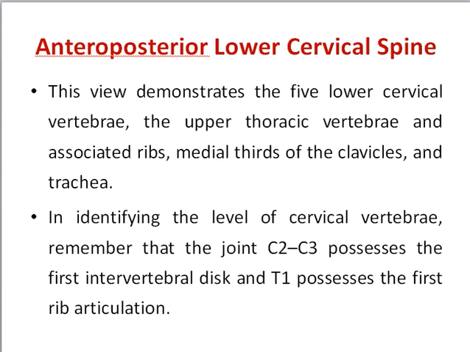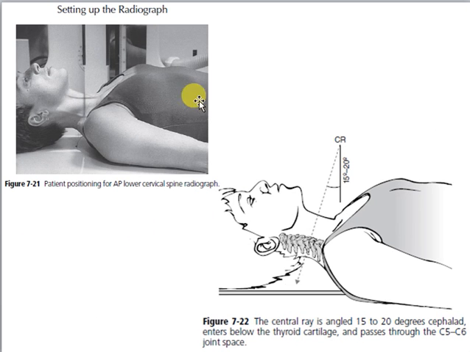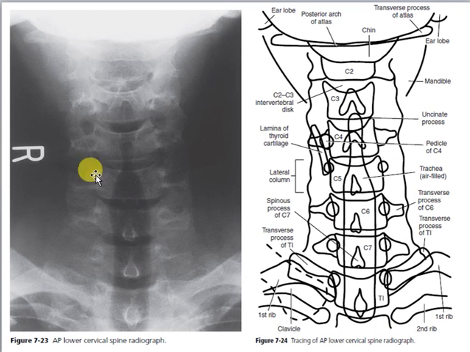Then you can look for AP lower cervical spine. In the anterior posterior view, this is the orientation, and you can see that the central ray passes directly from the anterior to the posterior side, and this is the normal configuration of the lower cervical spine, especially from the AP view. So in AP view, you can clearly see the impression of the trachea or the windpipe, and you can also see some part of the esophagus in the upper region, but not very clear.